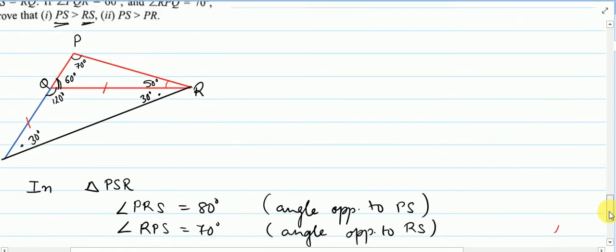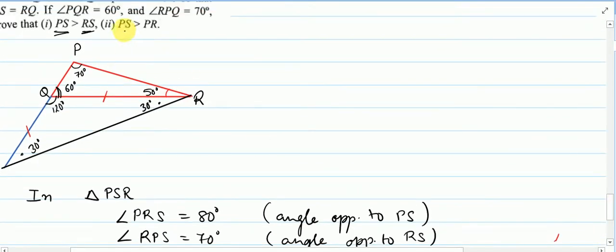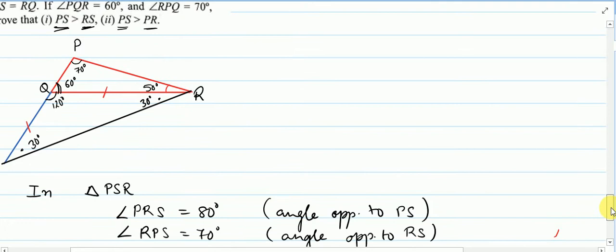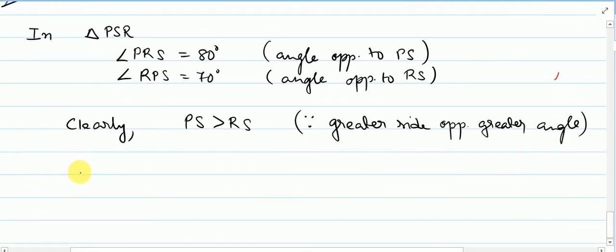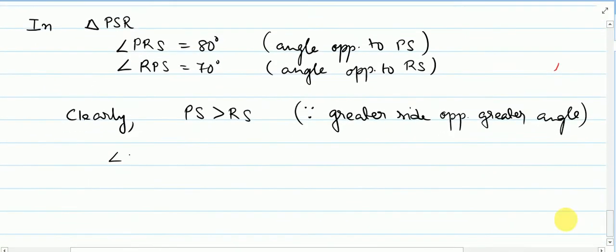Now second, what they want us to do is they want us to prove that PS is greater than PR. So PS is this, okay, and your PR is this. Clear? So now angle opposite to PS is 80 and angle opposite to PR is 30. So let me write angle here, this angle is PSR. Okay, angle PSR is equal to 30 degree.